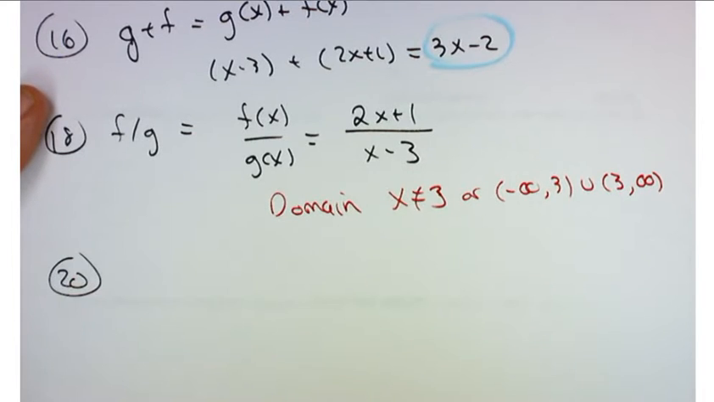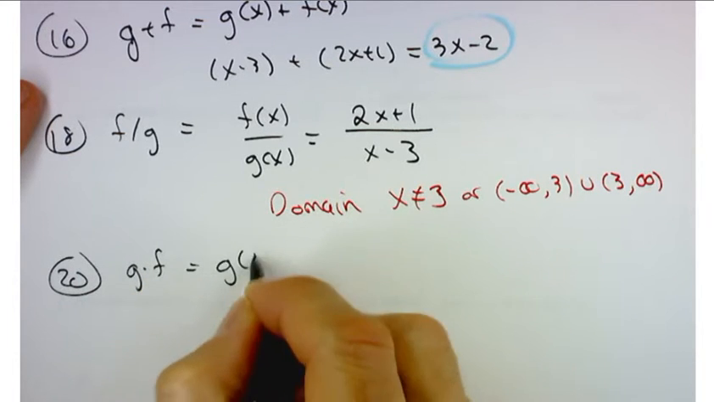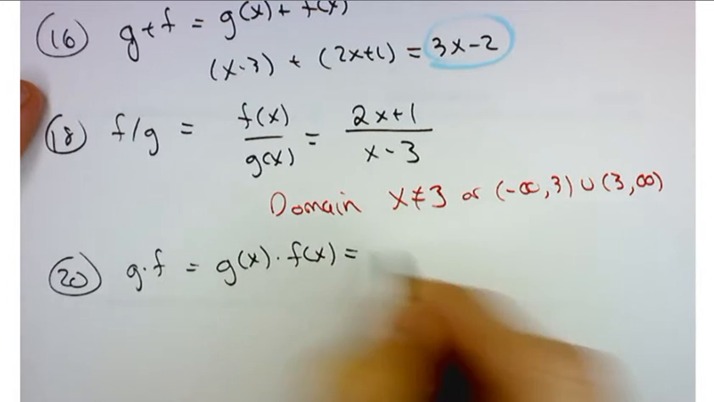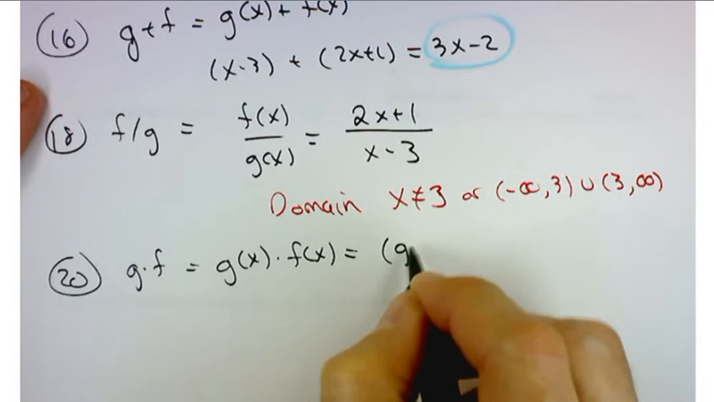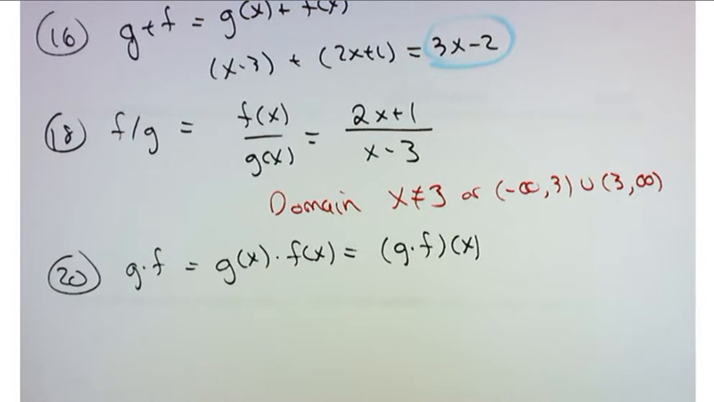Problem 20. G times f. So essentially, this is shorthand notation for g of x times f of x. You could also write it like this, g dot f of x. So that's an accepted version of this notation as well.